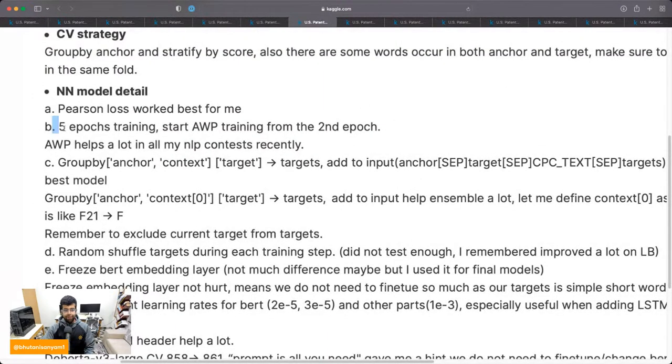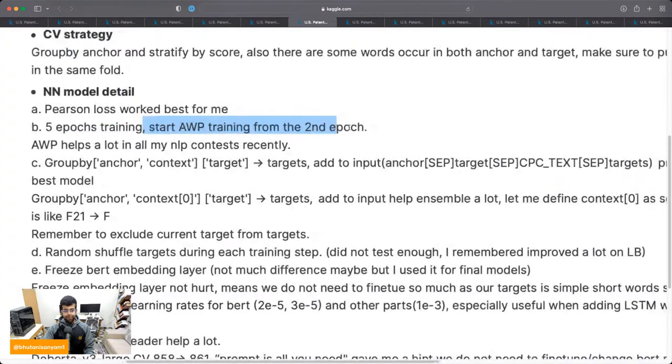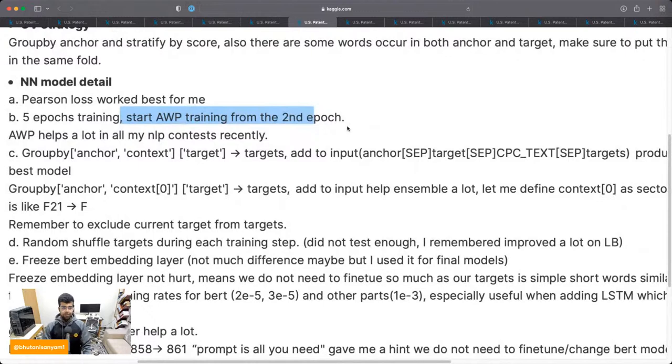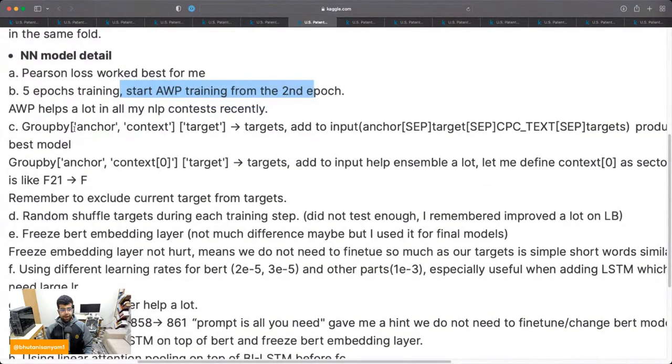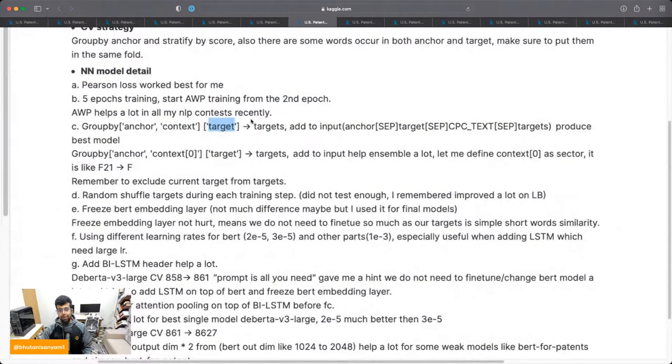So he trained for 5 epochs and started with adversarial training from the 2nd epoch. For these competitions, quite a few teams say that adversarial training was helpful. He had grouped by anchor and context and along with targets, added this to the output, and this, he says, produced the best model. Adding this to the input for context 0 helps the ensemble a lot.